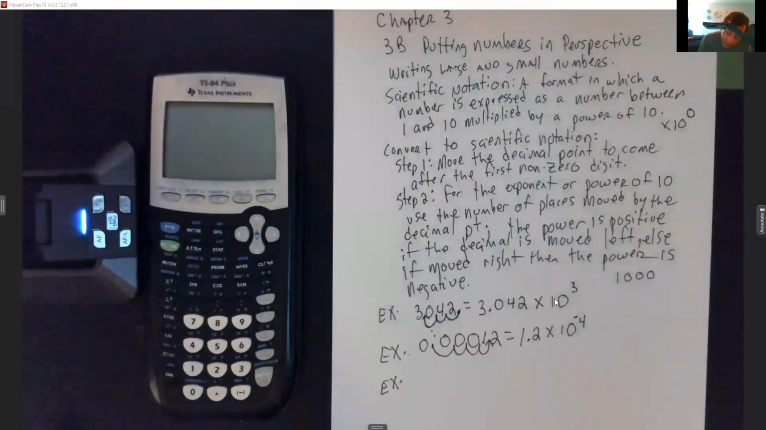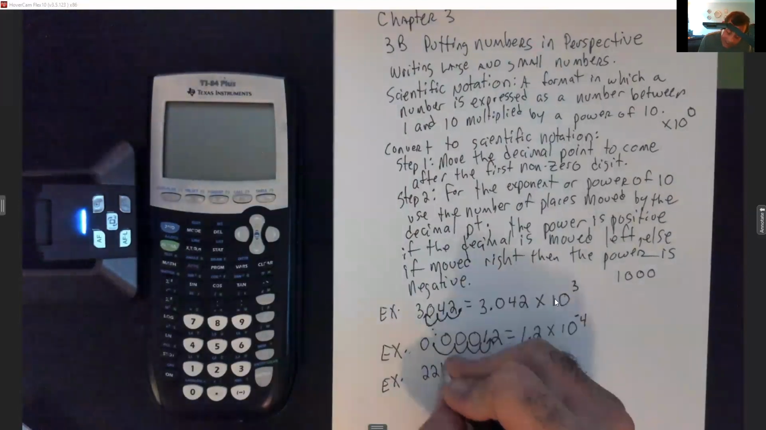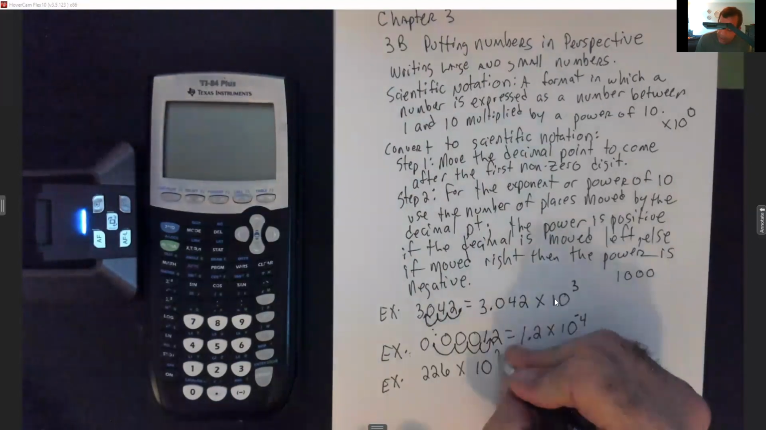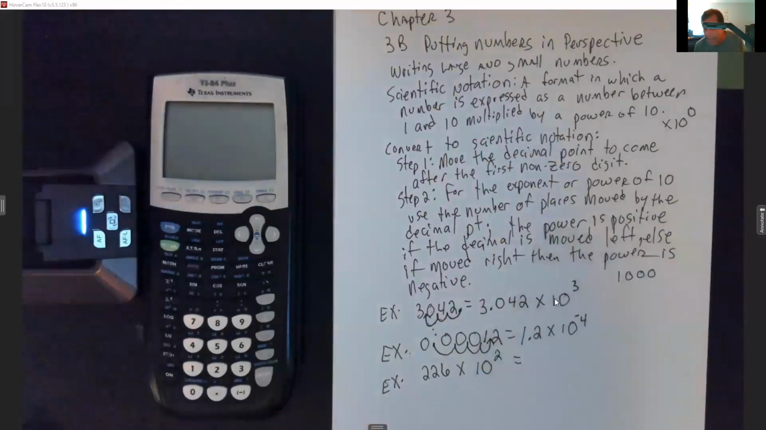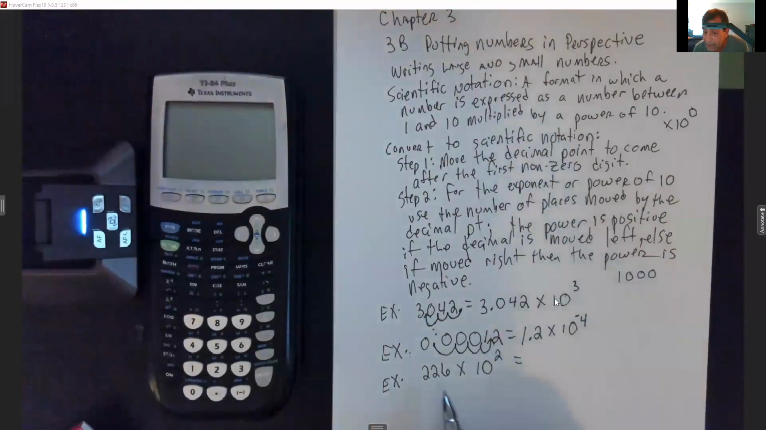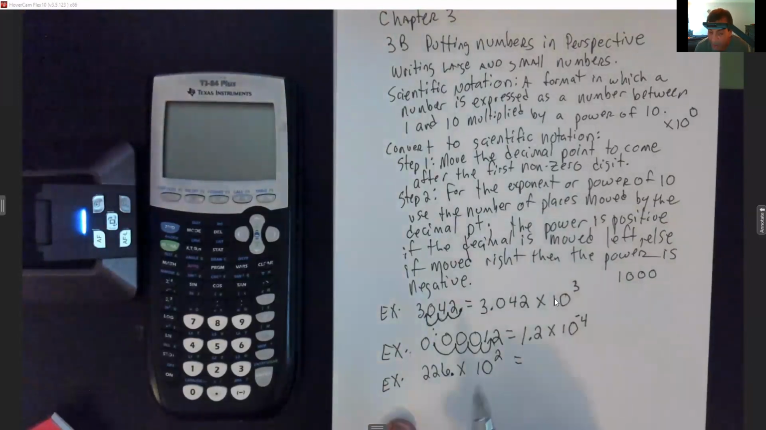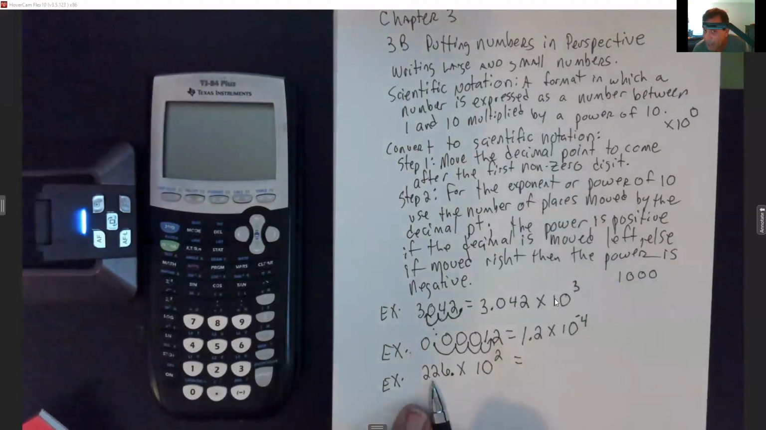All right, then number 3 was 226 times 10 to the second. So you're looking at that, and it looks like it's in scientific notation. But guess what? In this form, the decimal's after the 6. And to be in scientific notation, the first number has to be where the decimal follows, right? We got to move it behind the first non-zero number, which is that 2.